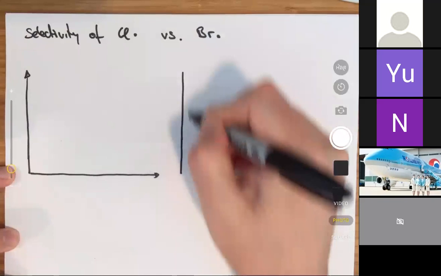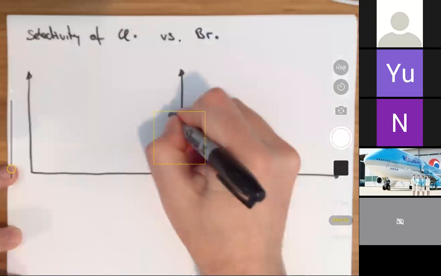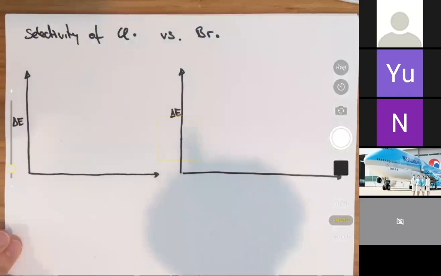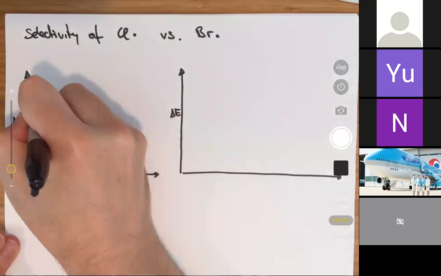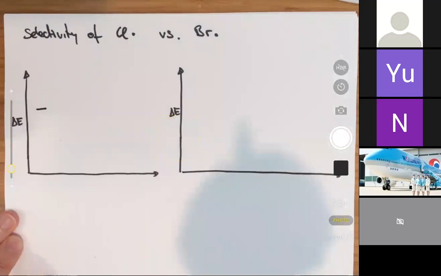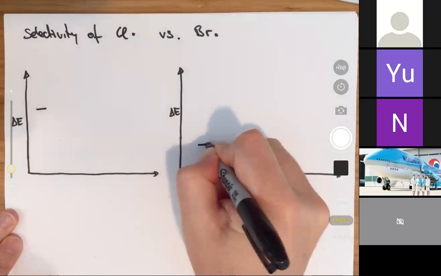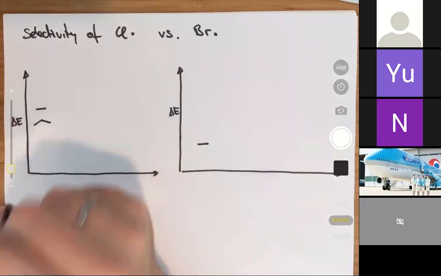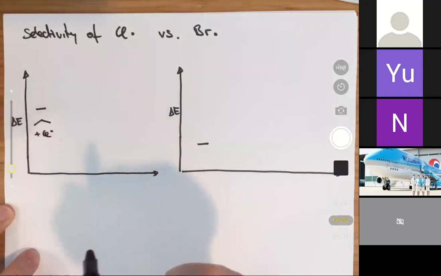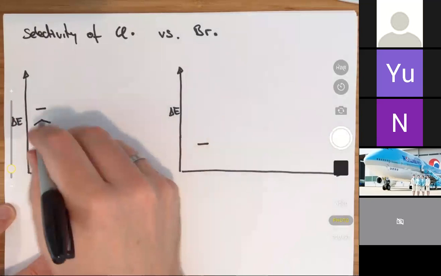So let's look at these a little bit. And again, this is the energy scale here. And let's say on this side, we are going to do the chlorination. Starting material, let's put it here. And on this side, we are going to do the bromination. So on this side, basically you have our propane plus the chlorine radical. And after the reaction, if this reacts and abstracts a hydrogen, there's two possible intermediates that you can get out of this.